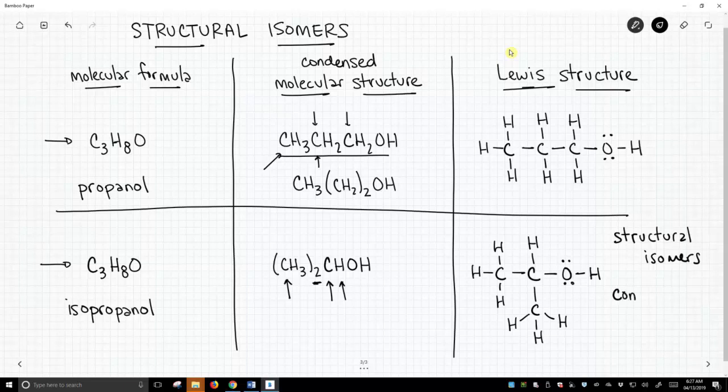Sometimes they're called constitutional isomers. These have different structure despite having the exact same molecular formula. As we get into larger and larger structures with more atoms in their molecular formula, we're going to find that there are a lot of different isomers that we can draw for each of those structures. And so we need to be able to distinguish them some way besides the molecular formula, but by using other means like condensed molecular structure or Lewis dot structures.